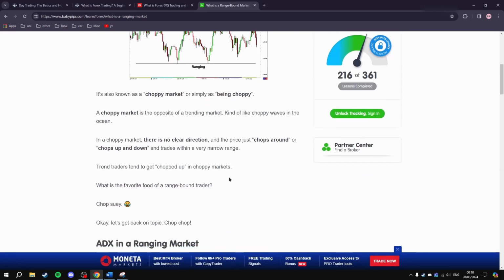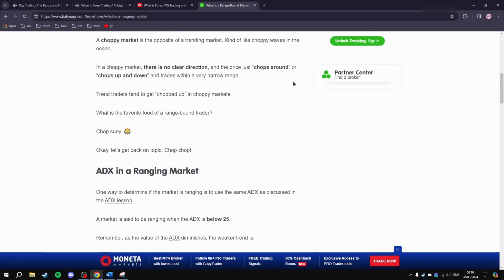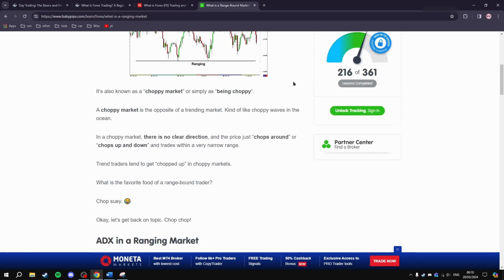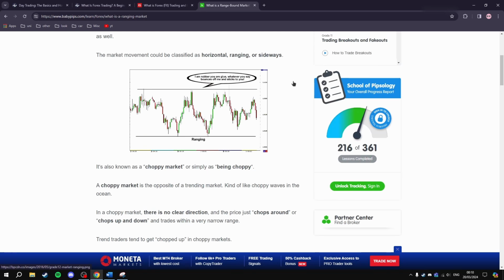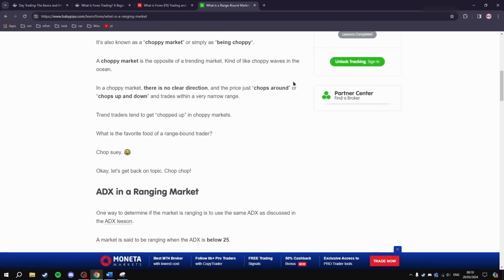It is also known as choppy market or simply as being choppy. Choppy market is the opposite of a trending market, kind of like choppy waves in the ocean. In a choppy market, there is no clear direction and the price just chops up and down and trades in a very narrow range. Trend traders tend to get chopped up in choppy markets.